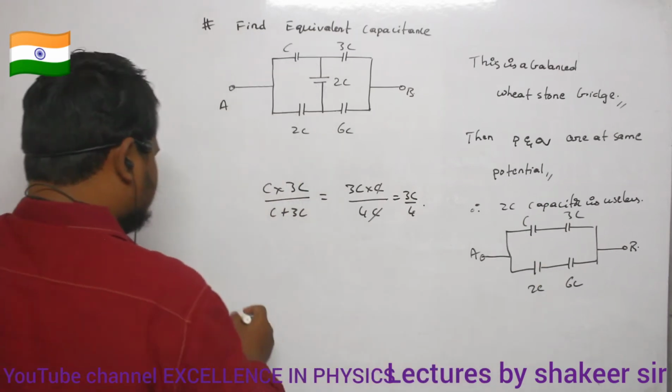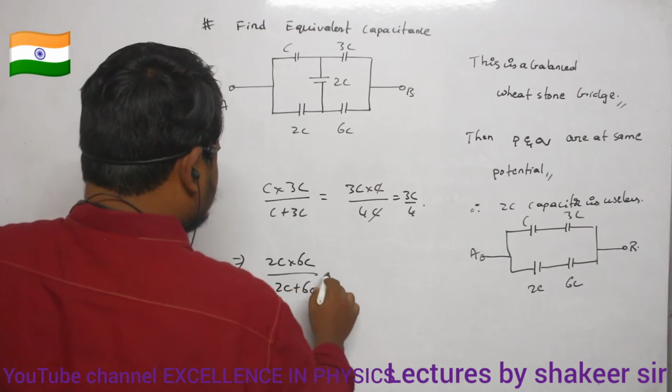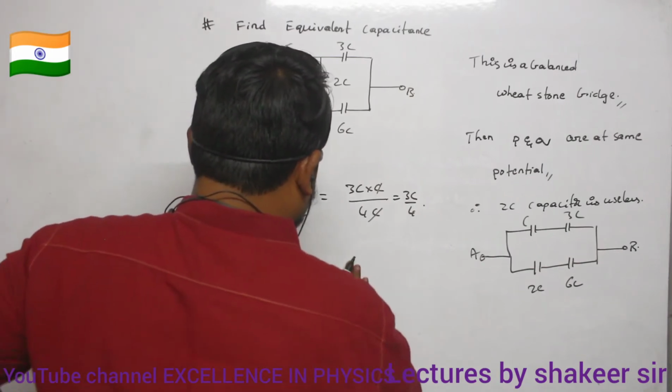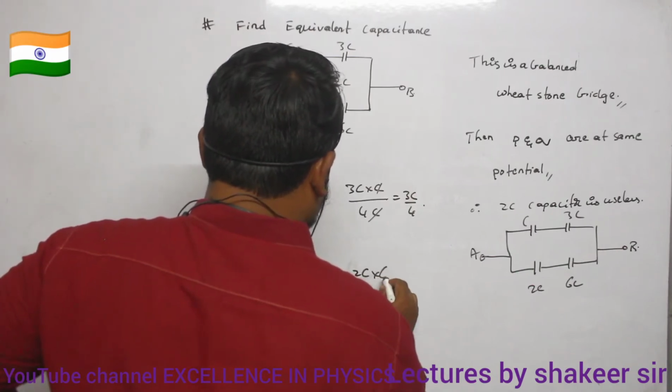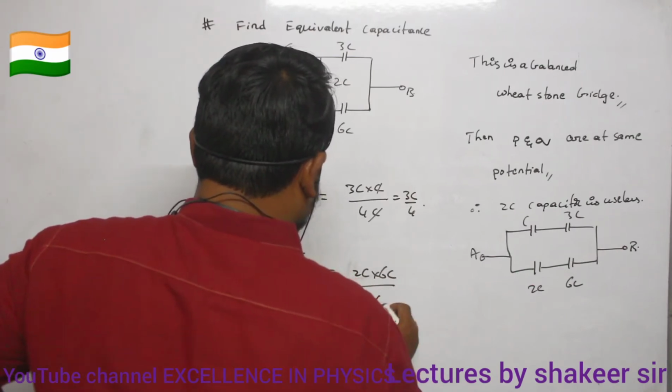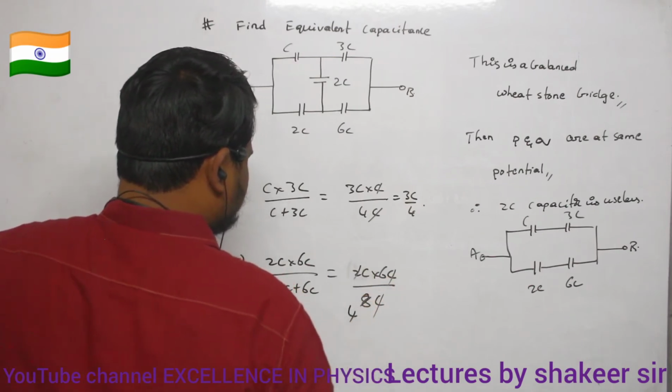Similarly, 2C and 6C also, they are present in series, no? So, 2C into 6C divided by 2C plus 6C. So, 2C into 6C divided by 8C. So, C and C get cancelled. So, 2 sixes are 12, 12 by 8.